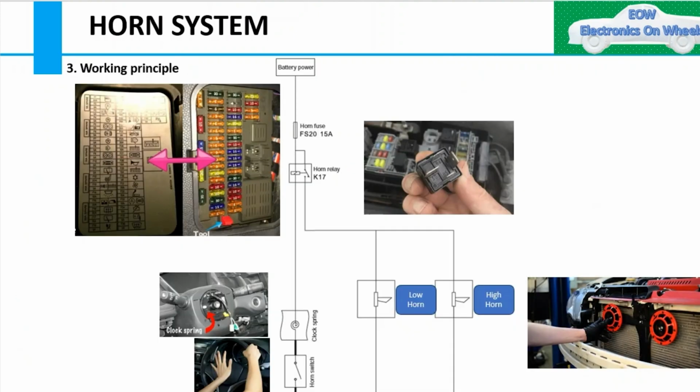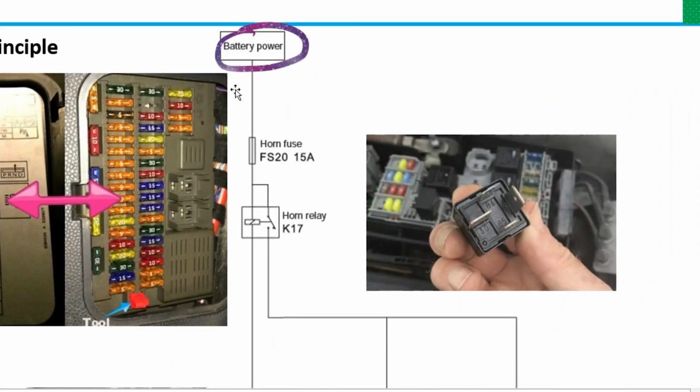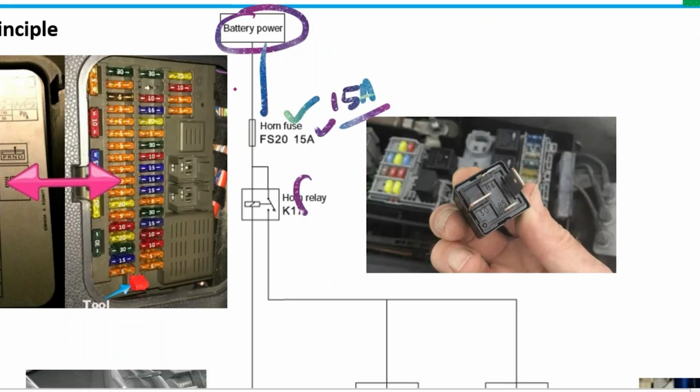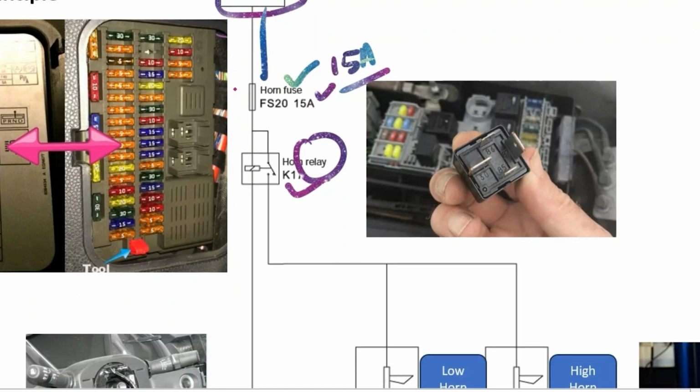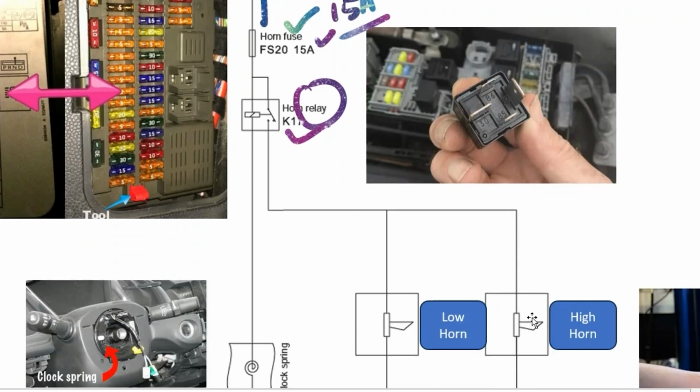Let's move to the block diagram or the working principle. As you can see here, this is the battery power supply, from where it starts. Then we come to the fuse box, where we have the horn fuse, a 15 amp fuse. I have already told you how to select the fuse for a particular system. Then we have the horn relay, which is used for switching the low horn and the high horn. One side is the coil side, and the other is the load side. The load is nothing but our horn.